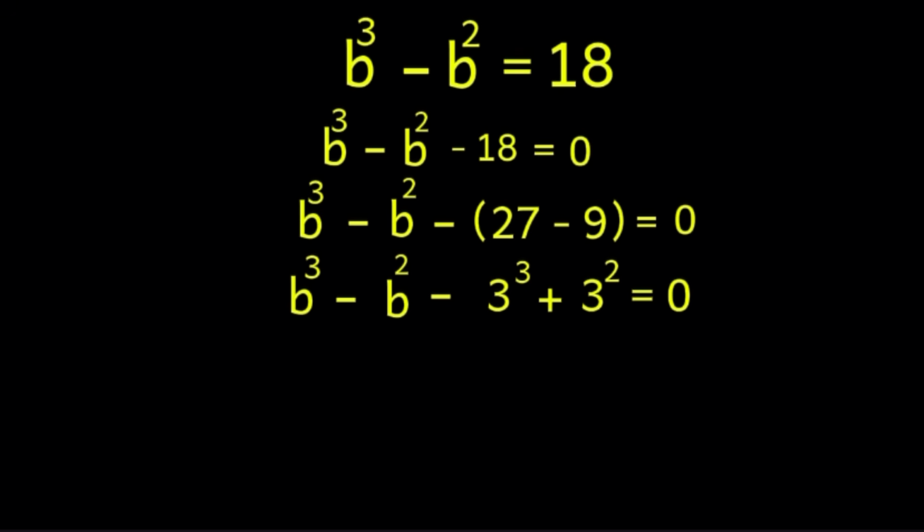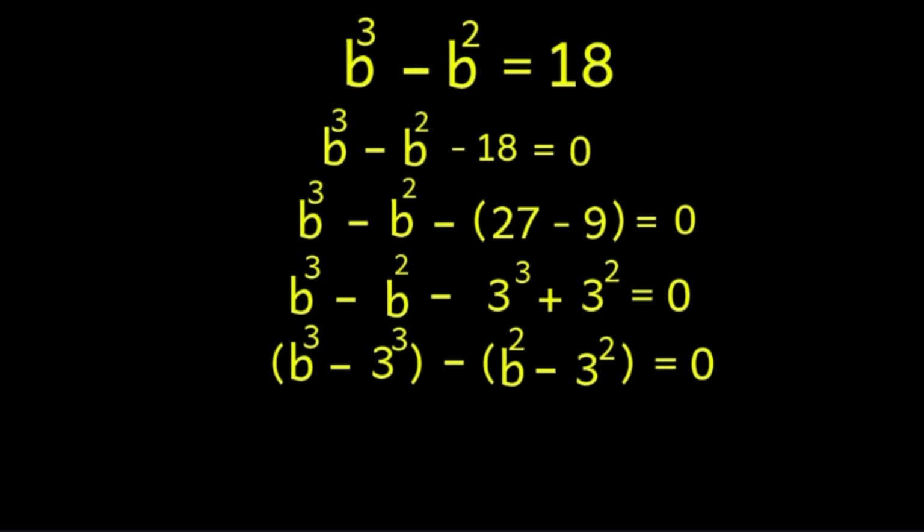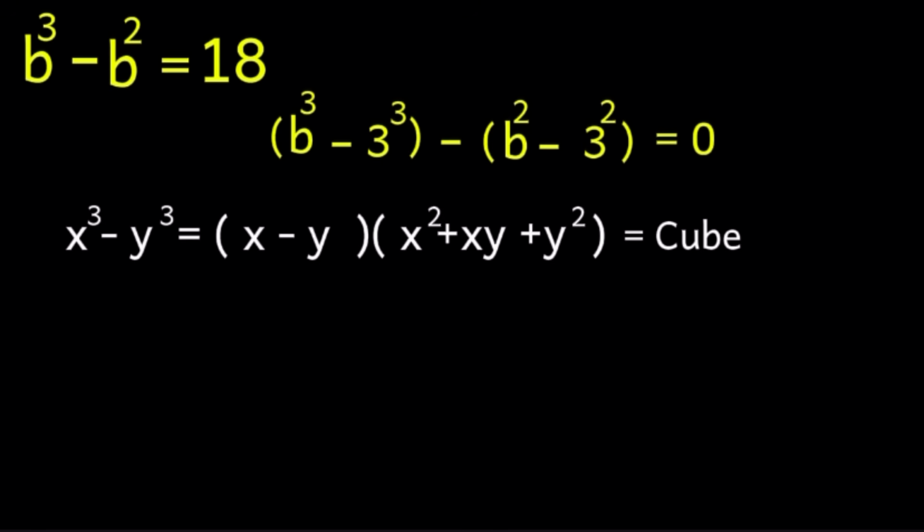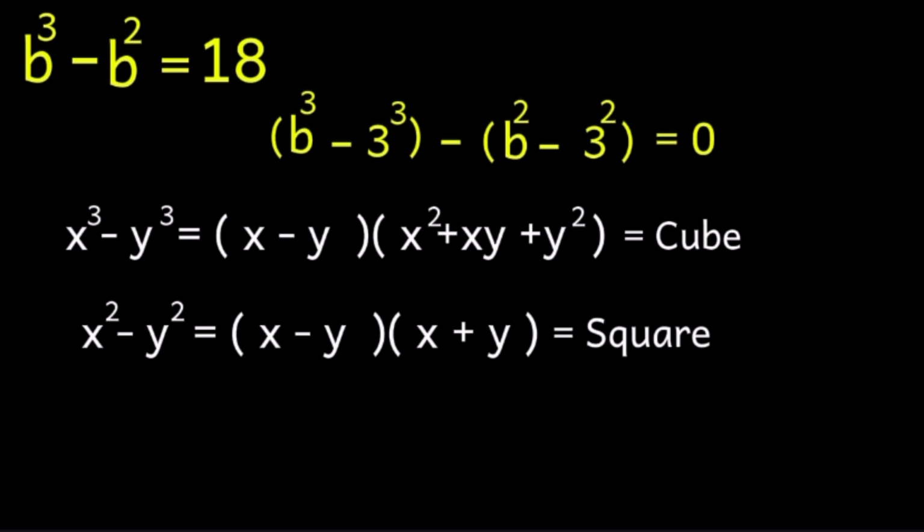Now comes the important step, grouping. We group the cube terms together and the square terms together. (b cubed minus 3 cubed) minus (b squared minus 3 squared). This is where algebra formulas come into play. The difference of cubes formula says x cubed minus y cubed equals (x minus y) multiplied by (x squared plus x times y plus y squared). The difference of squares formula says x squared minus y squared equals (x minus y) multiplied by (x plus y).